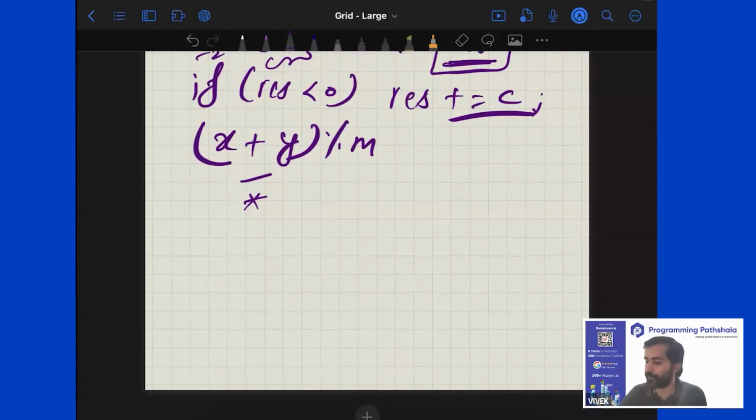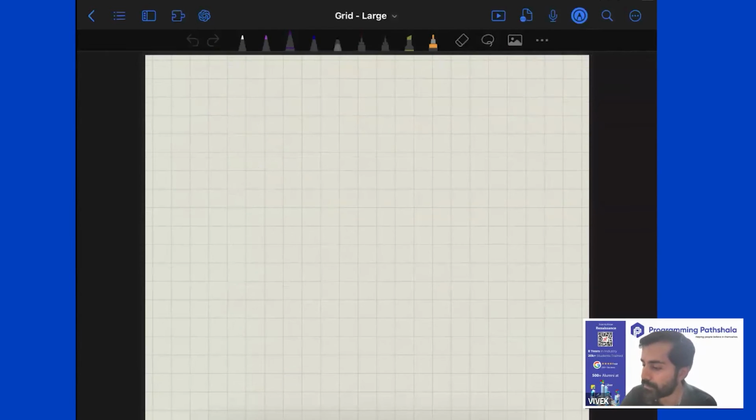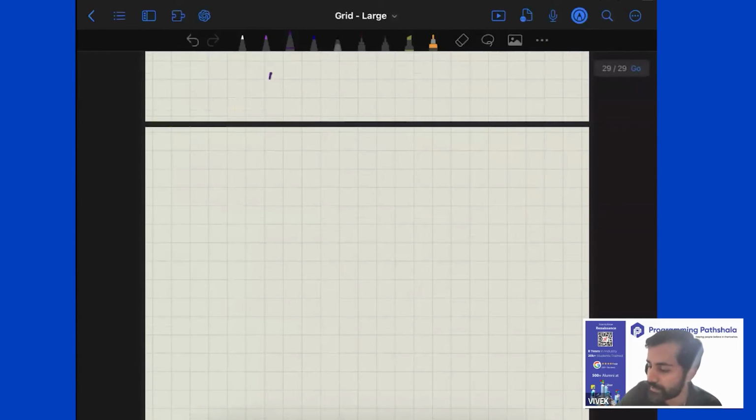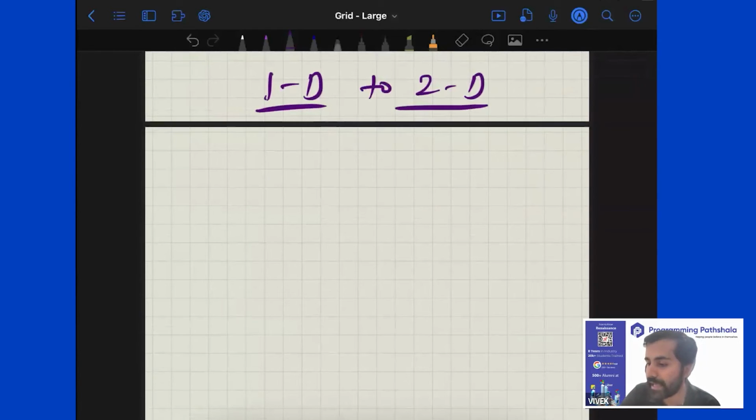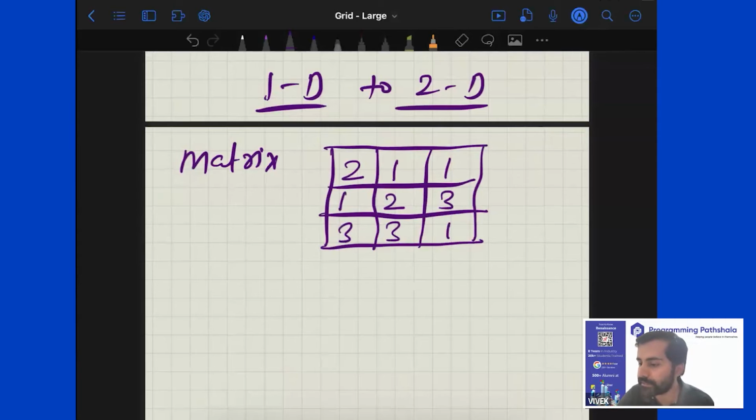We'll just move ahead from here and we will quickly turn our problem from one dimension to two dimensions. So far, we had an array. Now we will have a matrix. So it's a 2D matrix containing some elements: 2, 1, 1, 1, 2, 3, 3, 3, 1. Let's say something like this.